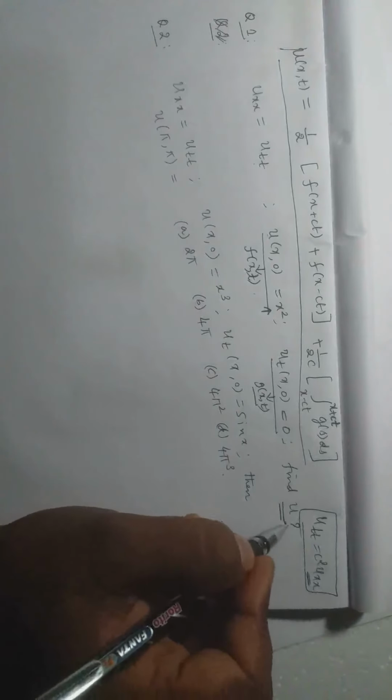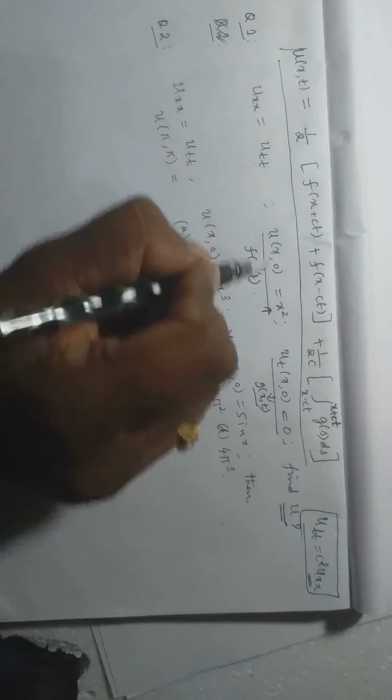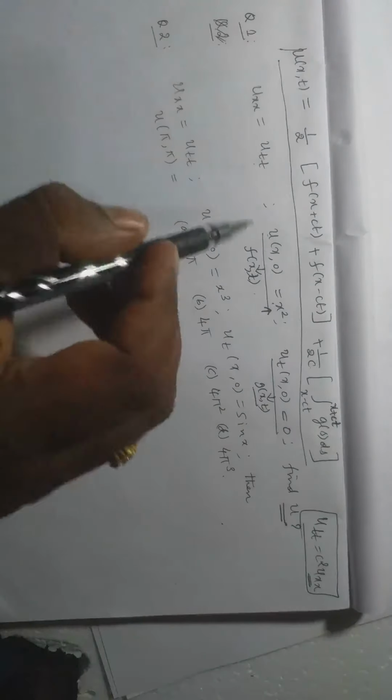If the options are given, just check for this. Find the double derivative with respect to x, and find the double derivative with respect to t. Then apply the initial conditions. If it satisfies, it is the answer. But you can think in that way also. You can play with the options, or else you can directly solve them.